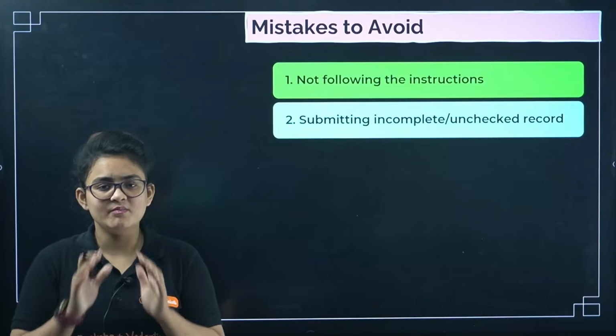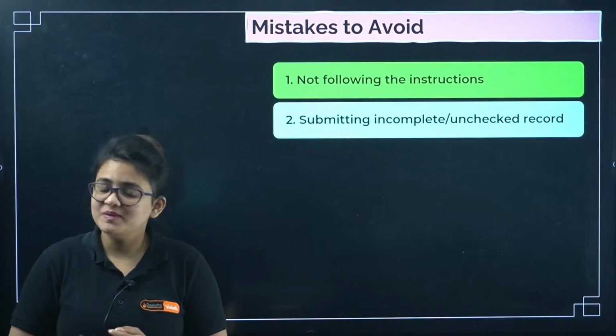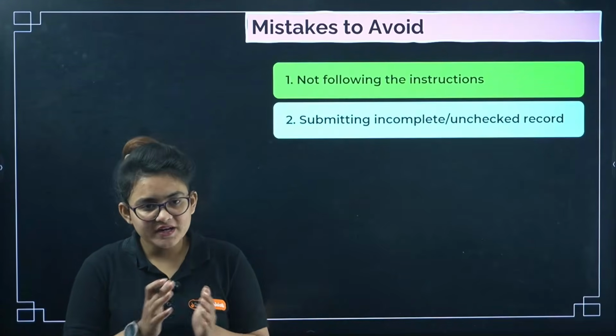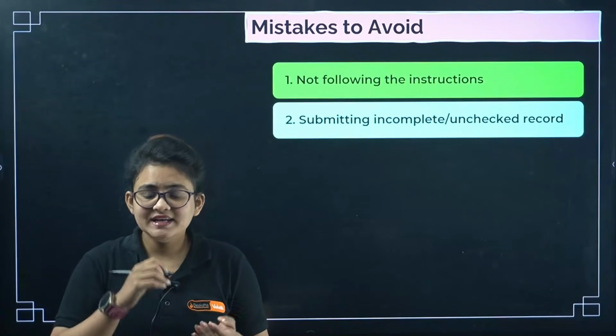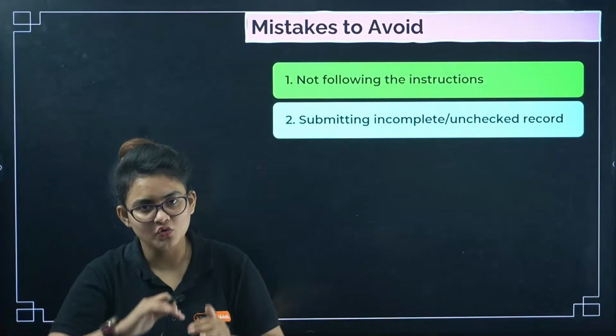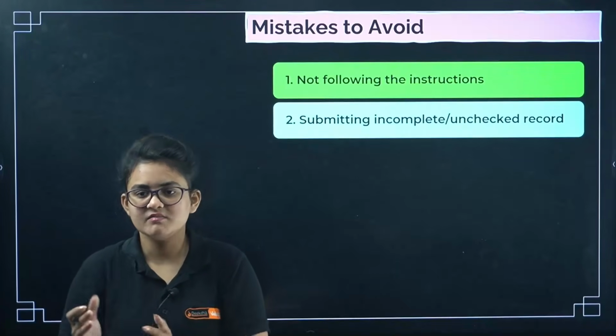Next, you can see submitting an incomplete or unchecked record. It creates a very bad impact because the record carries 4 marks. So please make sure you write all the records, you have finished your record, your practical teacher has signed on it, you write your roll number, you cover it with a proper cover, and then you submit it.